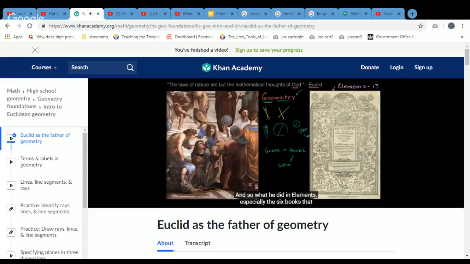And so what he did in Elements, especially the 6 books that are concerned with planar geometry, in fact, he did all of them, but from a geometrical point of view, he started with basic assumptions. Those basic assumptions in geometric speak are called axioms or postulates. And from them, he deduced other statements or propositions, sometimes called theorems. And then he says, now I know if this is true and this is true, this must be true. And he could also prove that other things cannot be true.